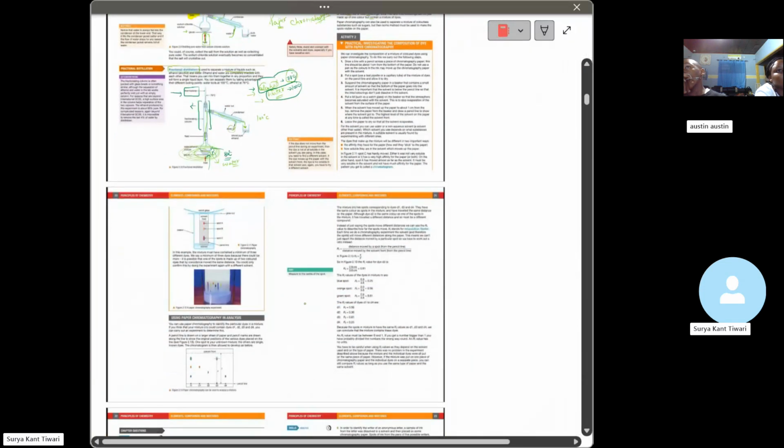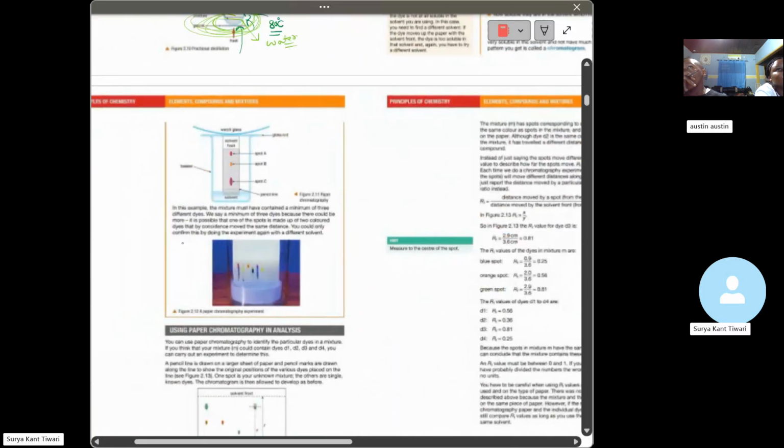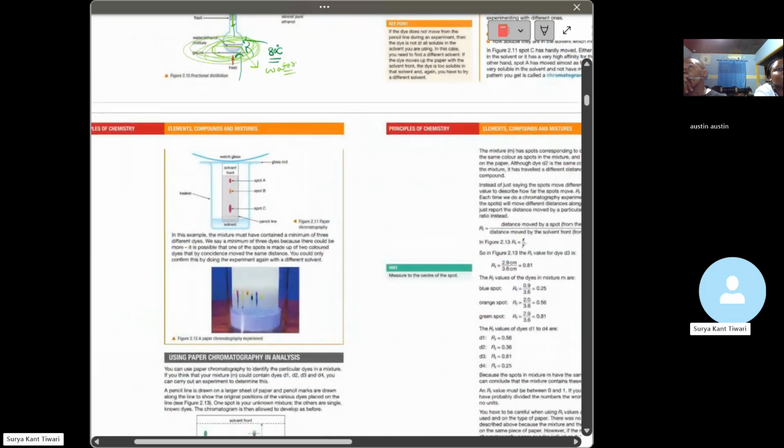And after that, what do we have? We have one more. So they have used paper chromatography in analysis.